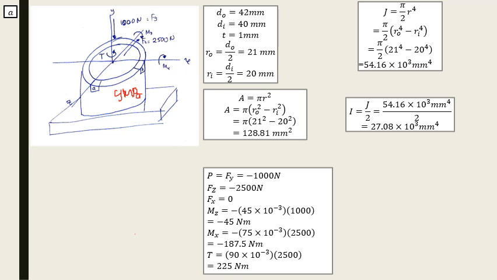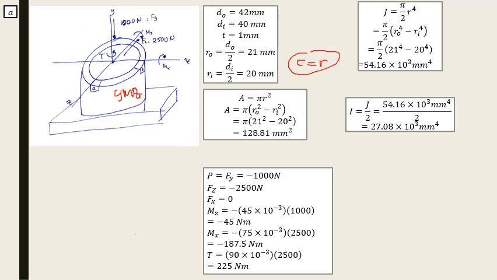Then I will determine the area of the tank, which is pi r squared. Sometimes you can use pi c squared, where c is equal to r, or I just use the same r. I didn't change it to c. Same. Then pi times 21 squared minus 20 squared, and it becomes 128.81 millimeter squared.